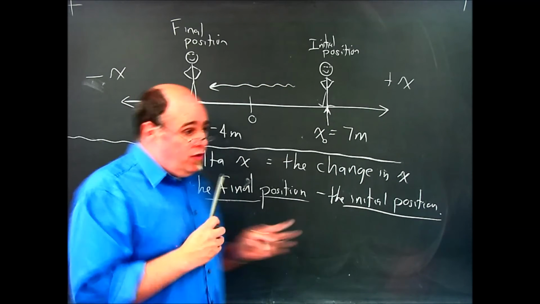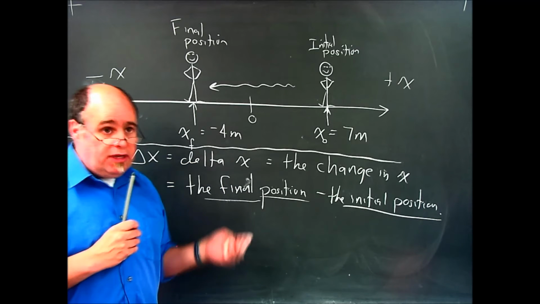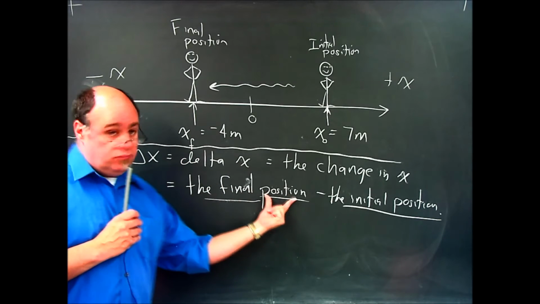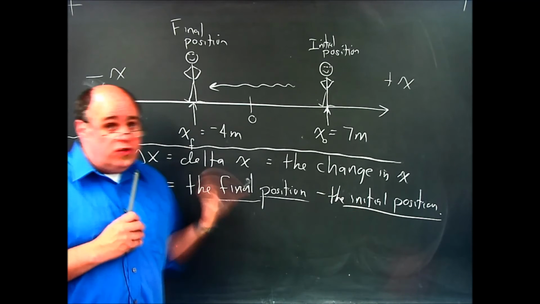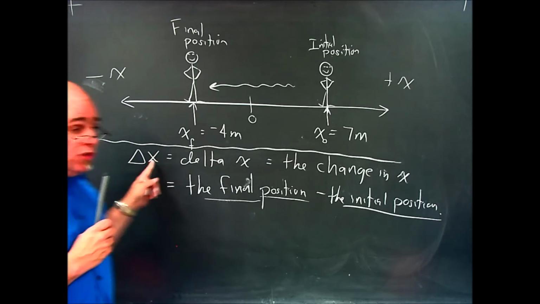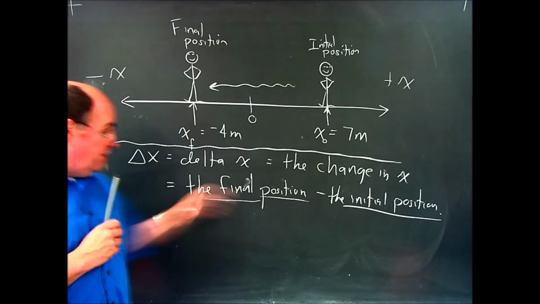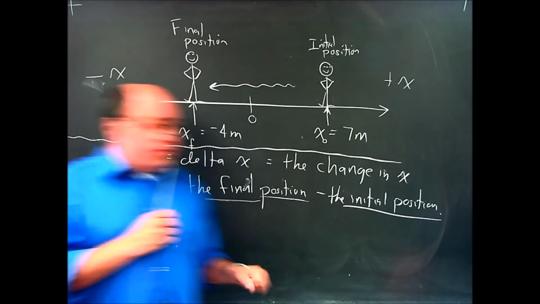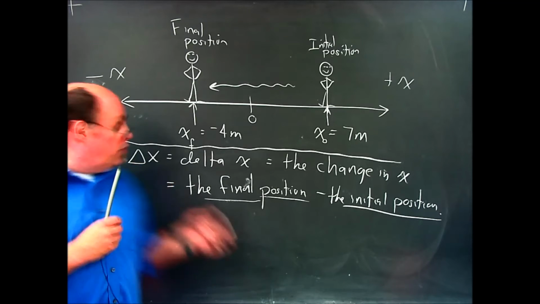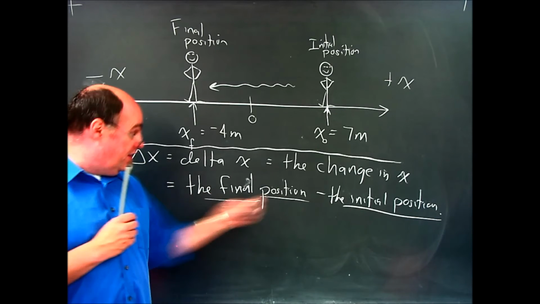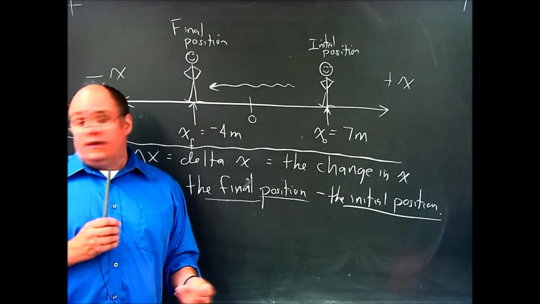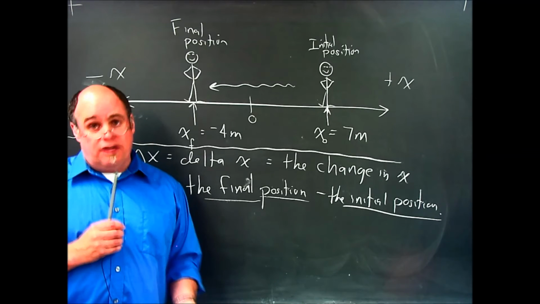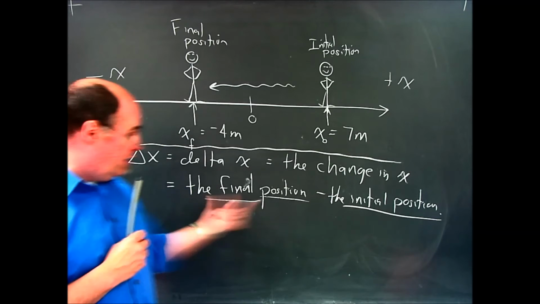So whenever you have delta, it's always going to be the same thing. It's going to be the final thing minus the initial thing. So in this case, we're talking about delta x. X is a symbol that we use for the word position. So the final position minus the initial position. If it was temperature, we would say the delta T, temperature, would be the final temperature minus the initial temperature. If it was delta time, we would say delta time equals the final time minus the initial time. So we always put the final piece minus the initial piece.